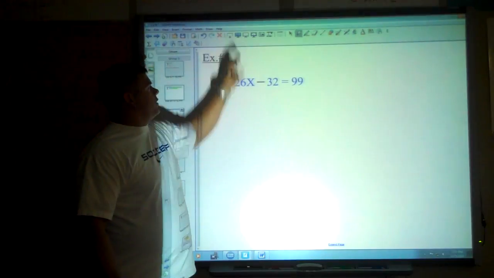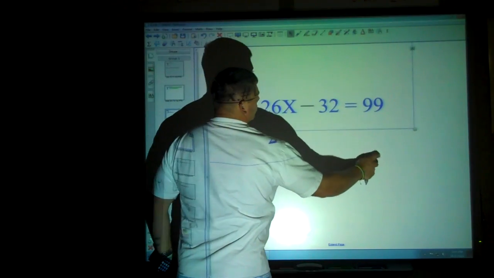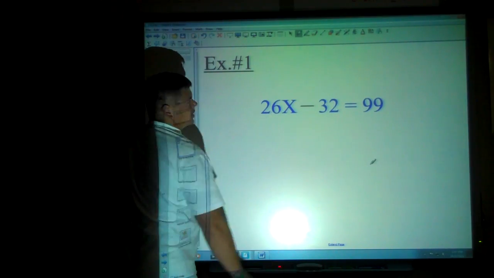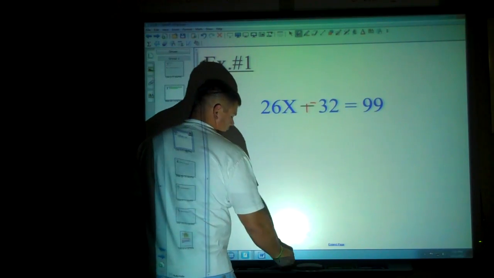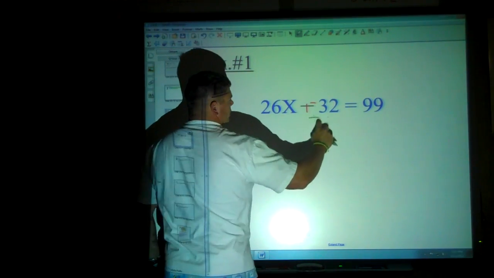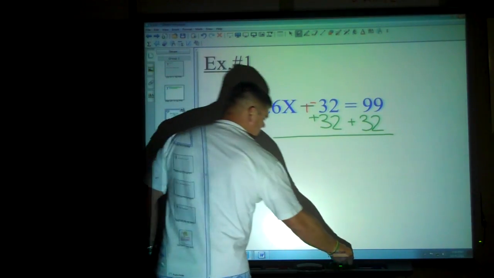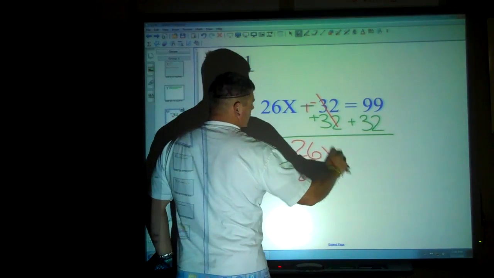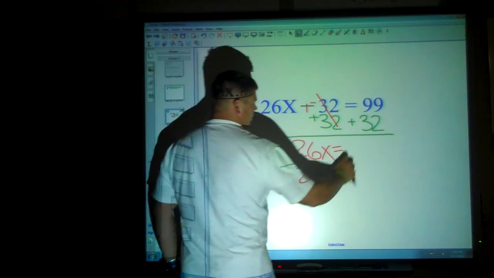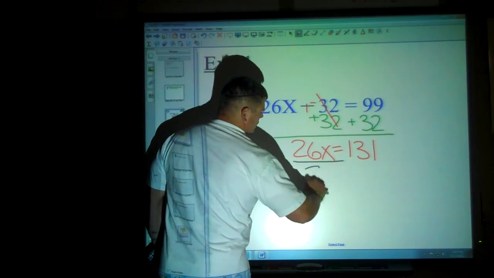Now the process for solving these problems will be the same for all of them that we've been working on. We're still going to try to isolate the variable. We'll still change subtraction to plus the opposite. Now we can add 32 to both sides. Those cancel out. 26x now equals 131 divided by 26.